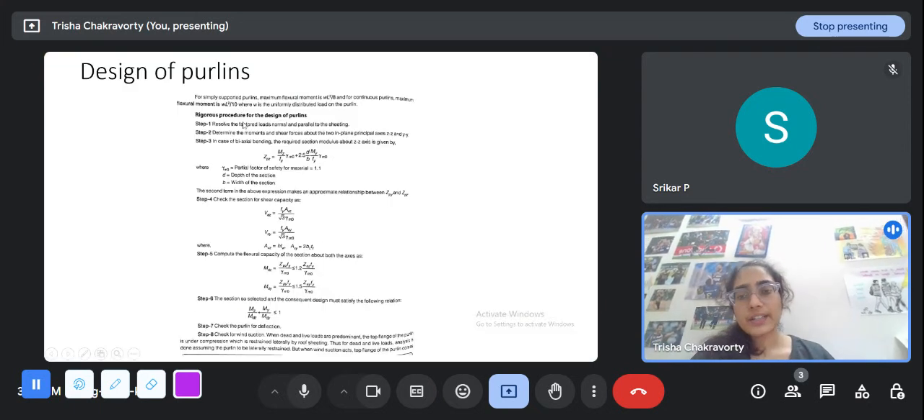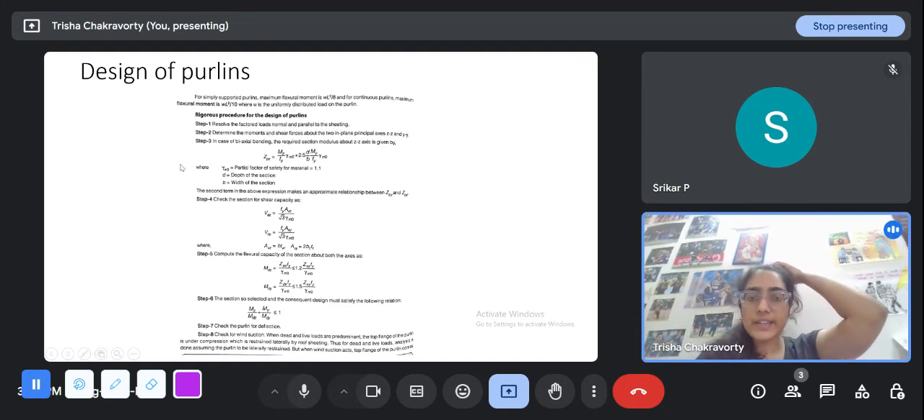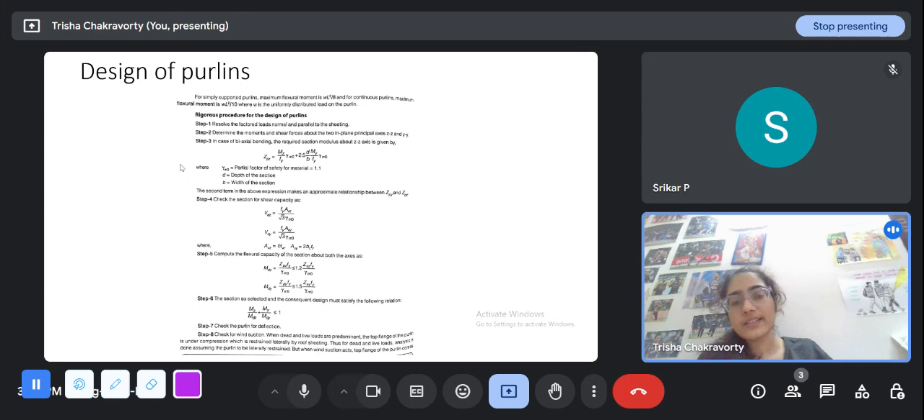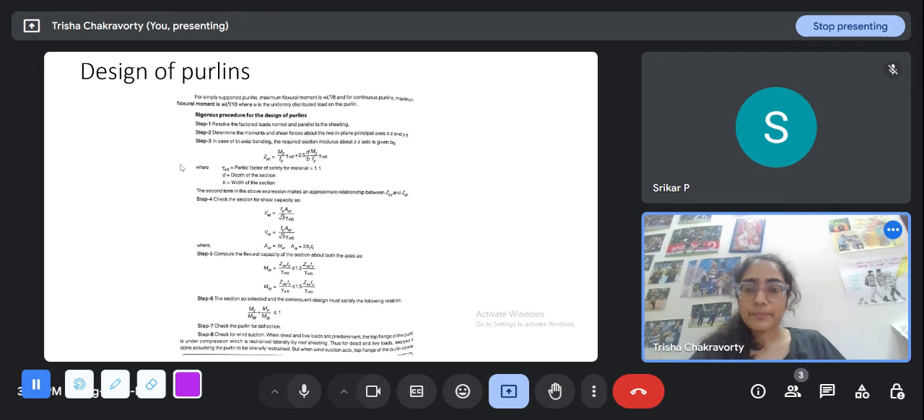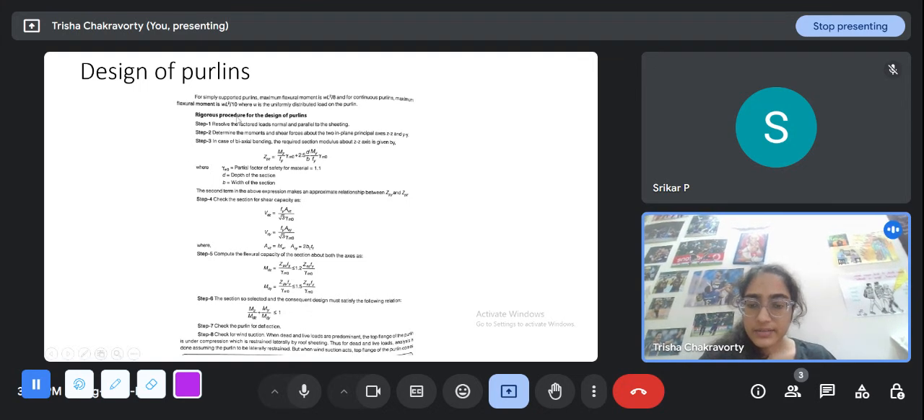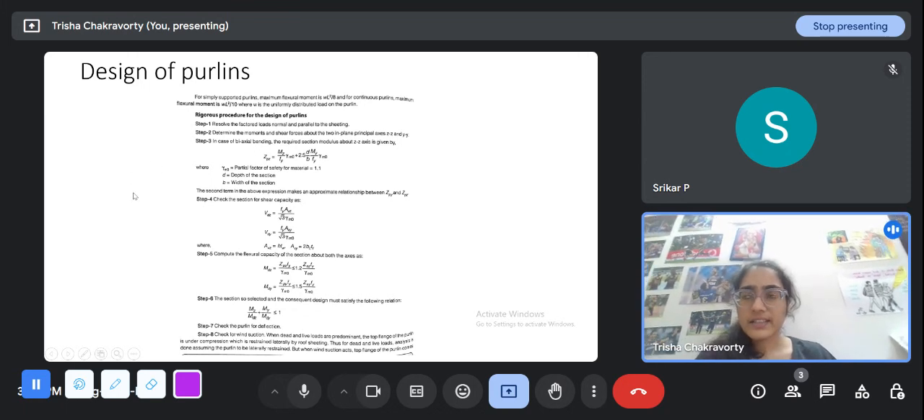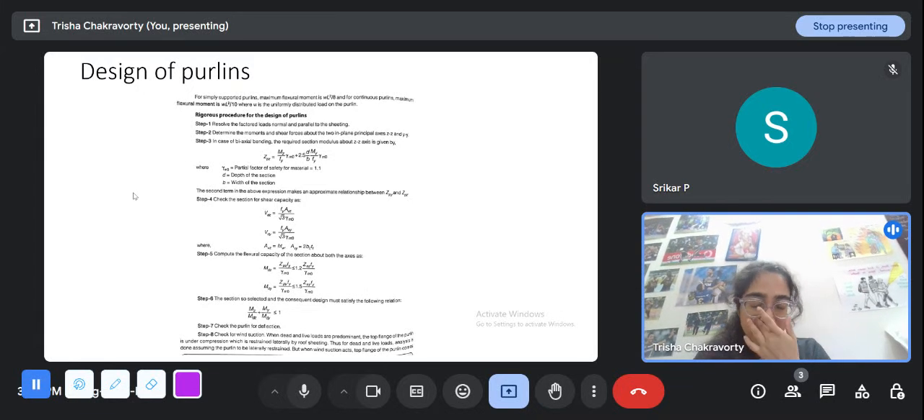We have to resolve the factored loads normal and parallel to the sheeting, and determine the moment and shear forces about the two in-plane principal axes, ZZ and YY. Here the x-axis is considered along the beam, so the Z and Y axes are what we are concerned about. In case of biaxial bending, the required section modulus about the ZZ axis is given by this. So this is basically just following all the steps to design the purlin. I think purlins are included in the syllabus, but they have a very specified design procedure. They are not much conceptual here.